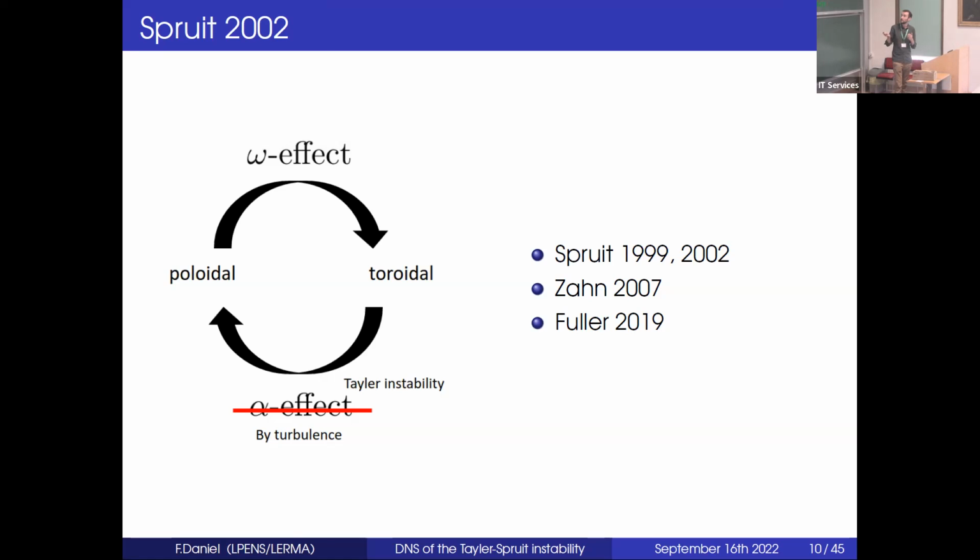And it's only recently that Fuller proposed to correct this discrepancy by introducing a magnetic cascade. It's interesting to keep that in mind, because if the simulations that we have here rather go towards Spruit's prediction, it's not a closed debate yet, and we should still keep in mind that some processes are not totally understood.